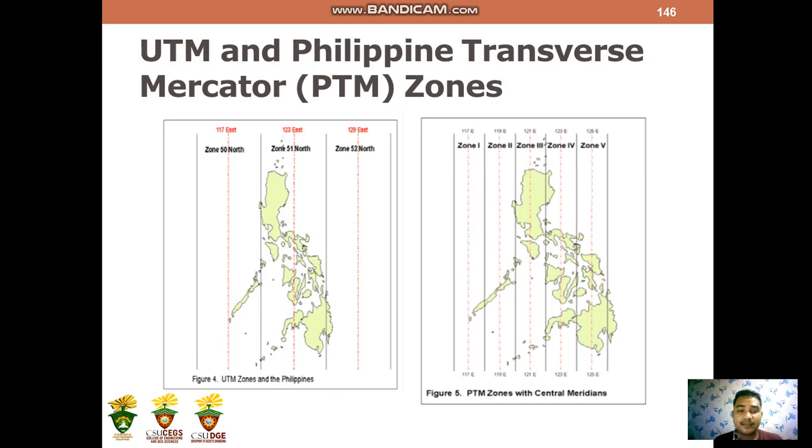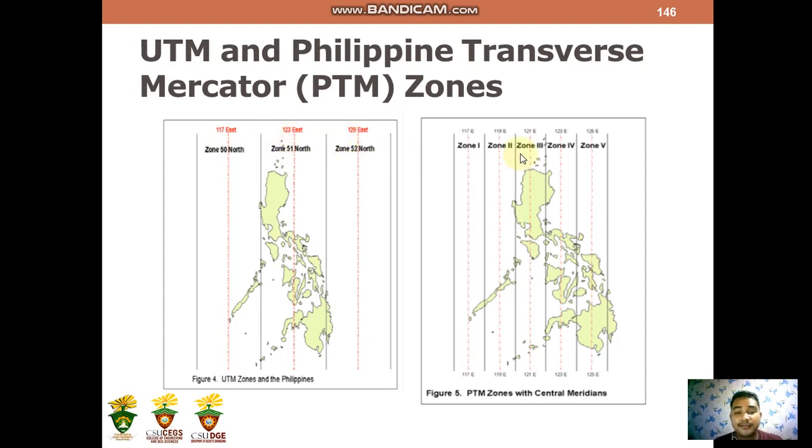PTM. So sa Philippines, ang UTM kay nasulod siya sa zones 50, 51 and 52. Pag 6 degrees na siya, so tulo ka zones ang igo sa Philippines. Ang mga standard meridians niya mao ang 117 east, 123 east, and 129 east.